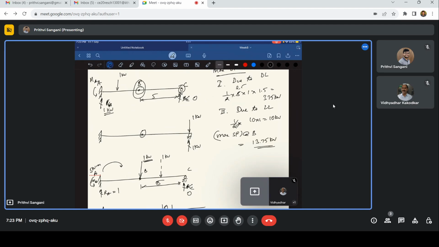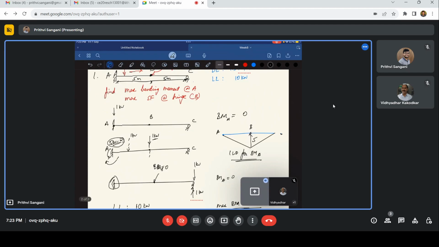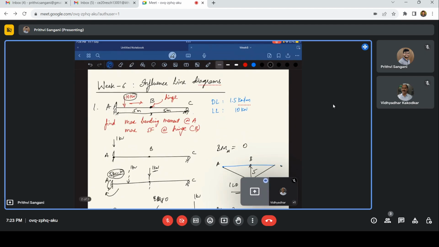Okay. So the maximum shear force at B is 13.75, and for the shear force to be maximum at hinge B, the live load should be acting at B itself. Whereas also for the maximum moment at A, the live load should be acting at B. So those are the conclusions from this question.